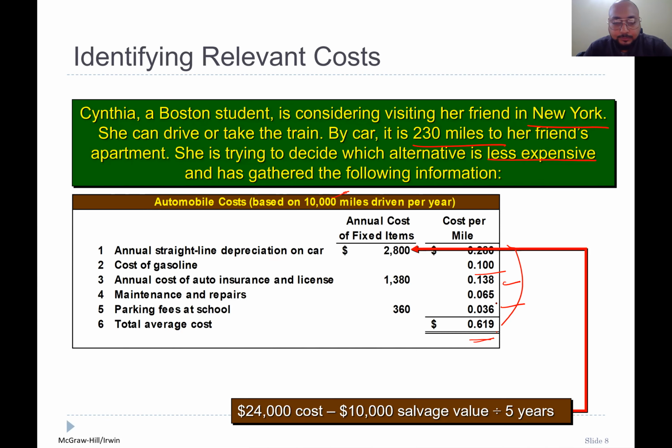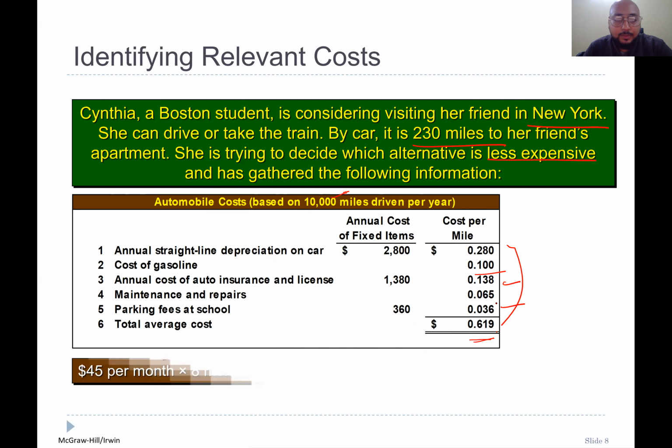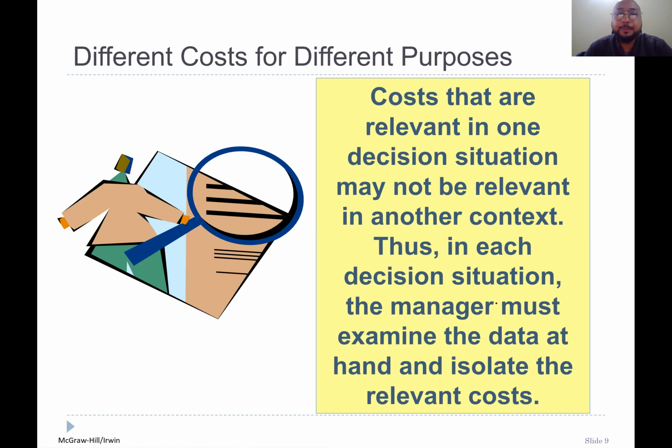So how do you calculate the depreciation? Since you already went through the accounting subject, you know the straight line method: the cost minus salvage value divided by the number of useful life. Simple, that's simple. Here we go.